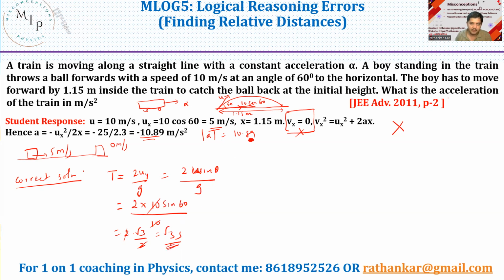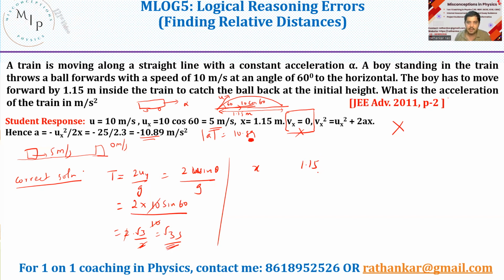Now, we have got the value of time. Now, what we do is, we have seen to it that the total distance traveled by you. See, the ball starts moving over here. Now, as you started moving, you moved a distance of 1.15 meters, and then you were able to catch the object.